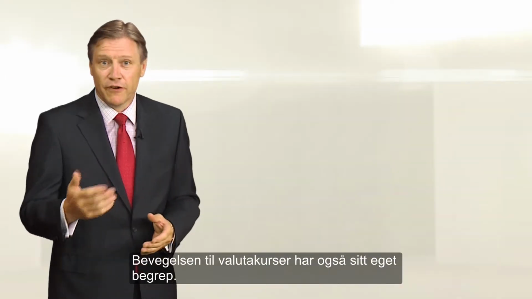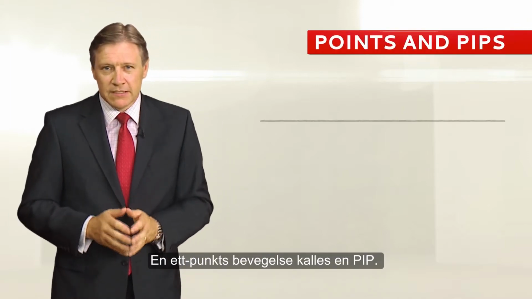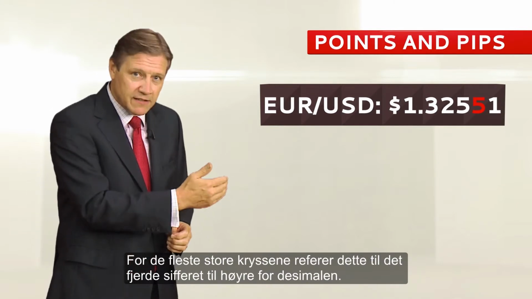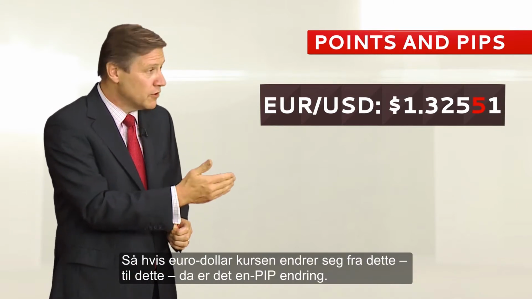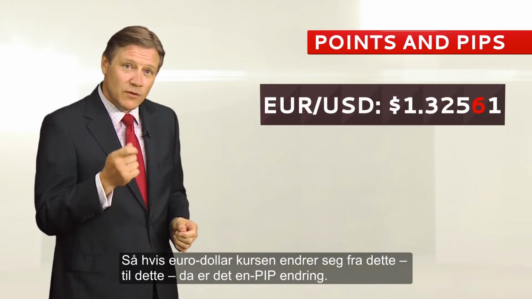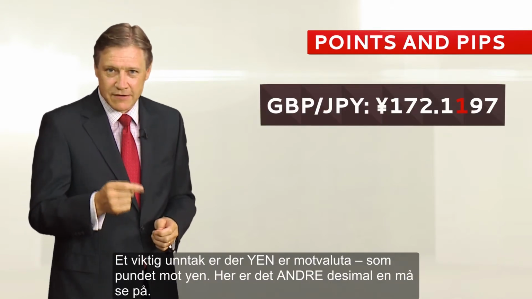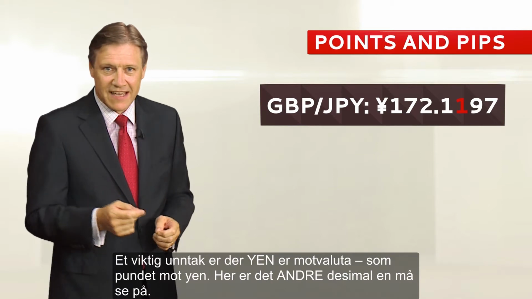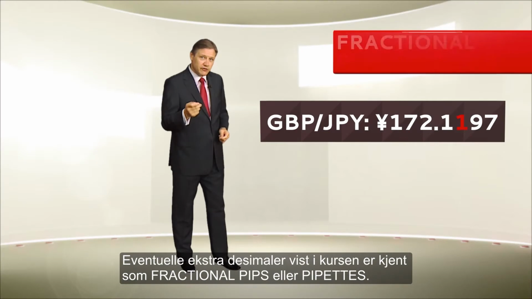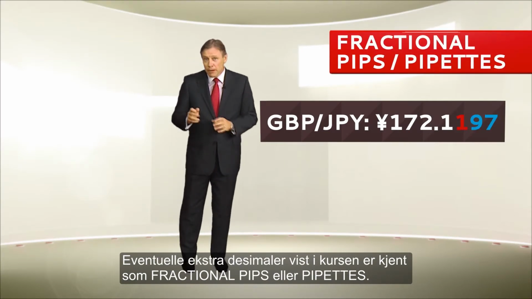The movement of Forex prices also has its own term. A one-point movement is called a pip. For most major pairs, this refers to the fourth digit to the right of the decimal place. So if the euro-dollar price changes from this to this, that's a one pip change. One important exception is where the yen is the counter currency, like the pound against the yen. Here, the second digit is the one to watch. Any extra decimal places shown in the price are known as fractional pips or pipettes.